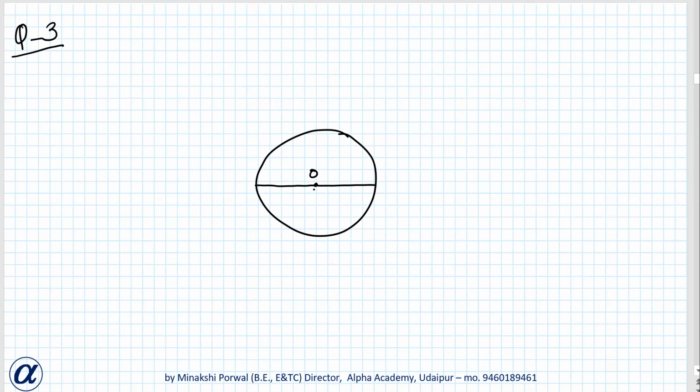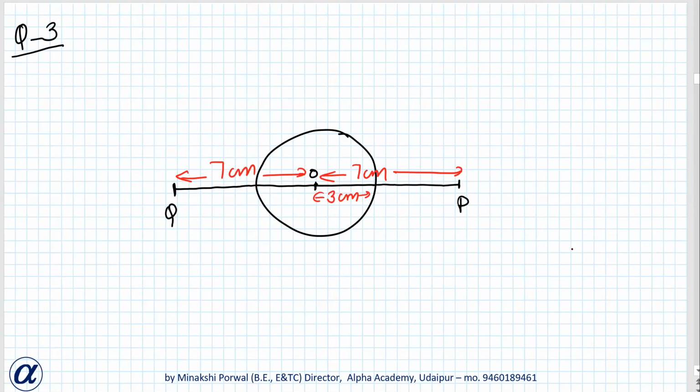Now from center, make a line whose distance is 7 centimeter from O and extend it on other side also. Its distance is also 7 centimeter from O. Okay, so let this be P and Q at distance 7 centimeter from the center. Do this first of all, then I will tell you how to draw the tangents. So obtain point P and Q which are at distance 7 centimeter from the center.